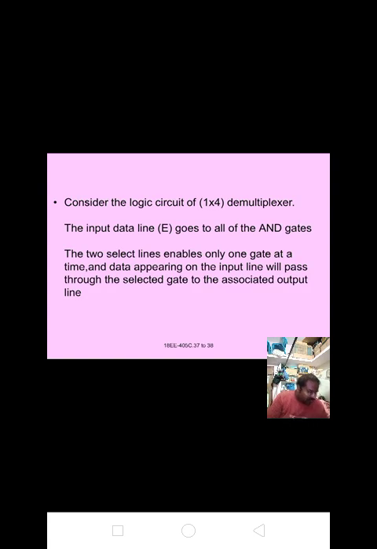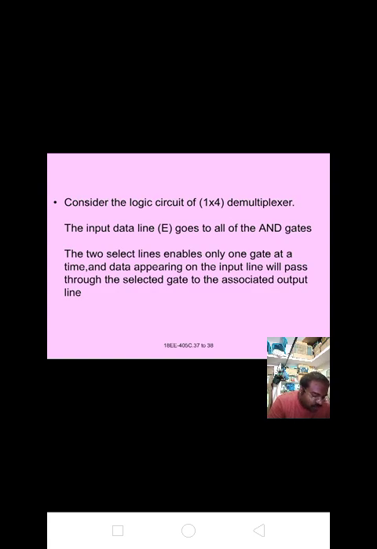The logic expression for each data output in terms of data input E and data select inputs S0, S1, S2 can be derived as below. D0 equals E into S2 bar, S1 bar, S0 bar, because the inputs are 0 0 0. D1 is E into S2 bar, S1 bar, S0. D2 is E into S2 bar, S1, S0 bar. D3 is E into S2 bar, S1, S0.